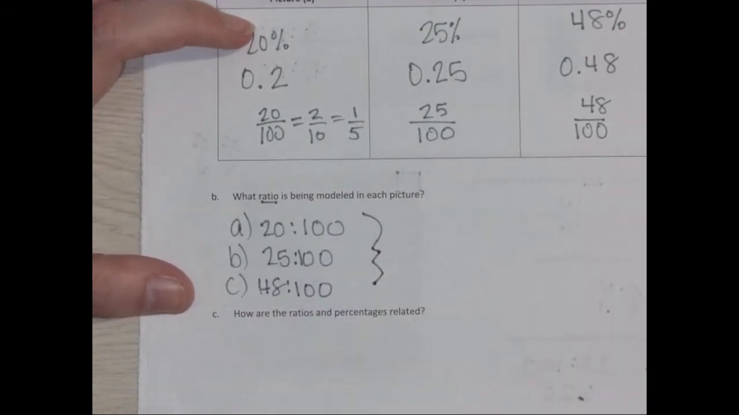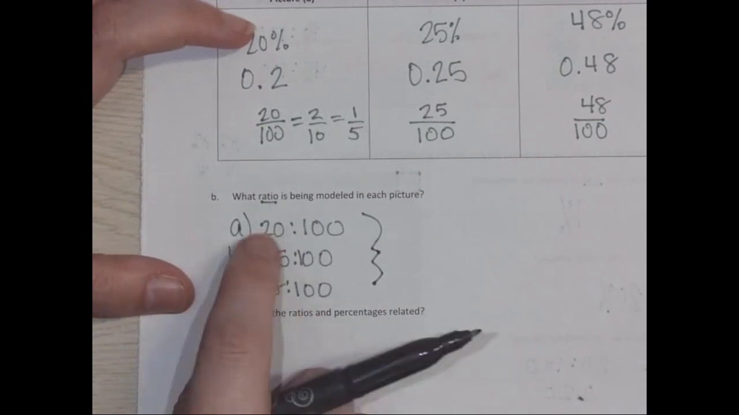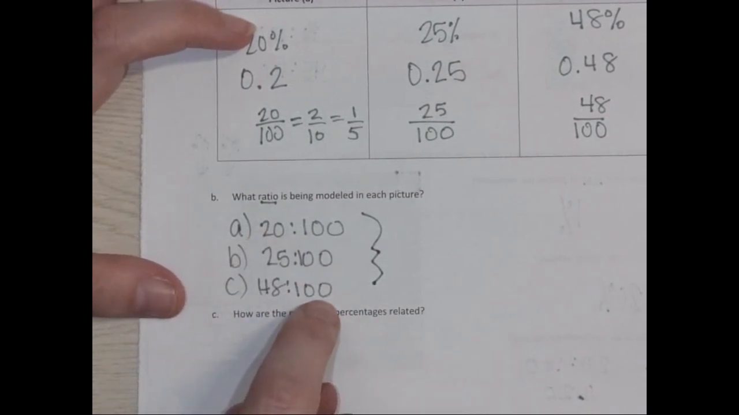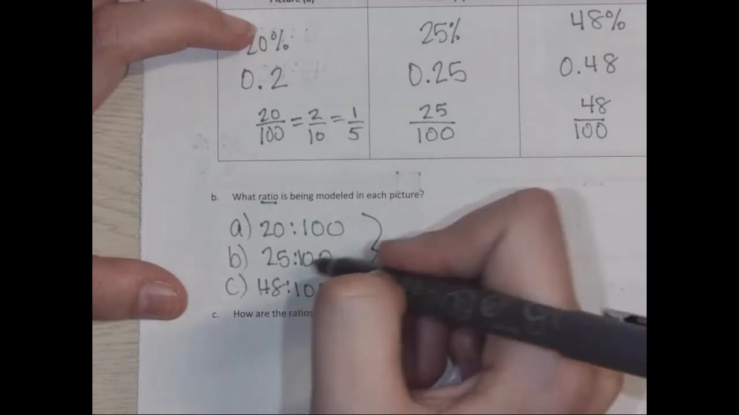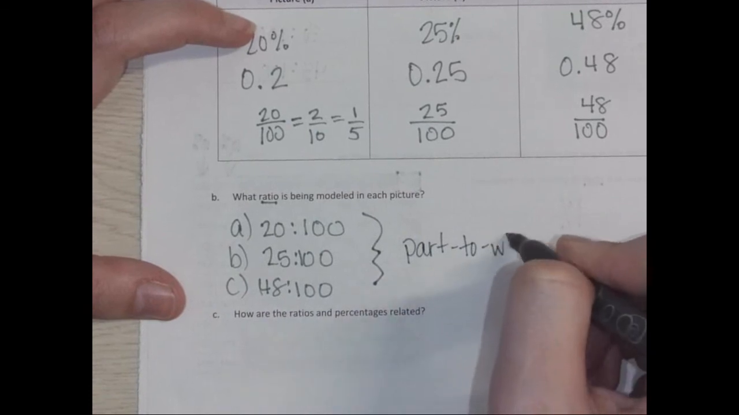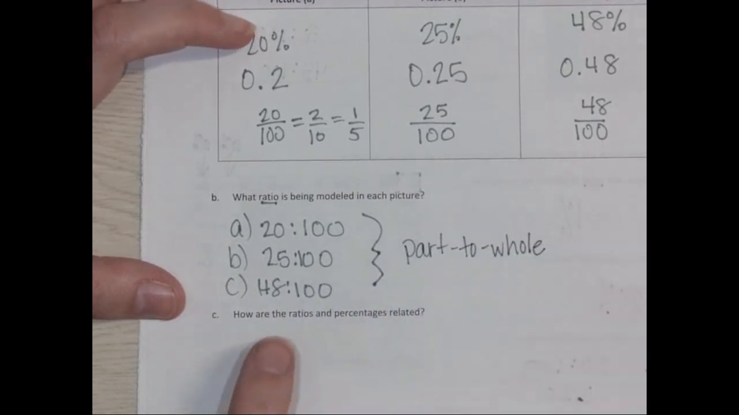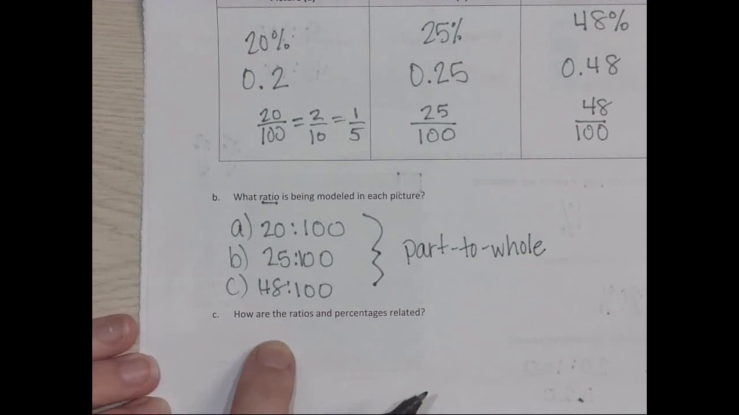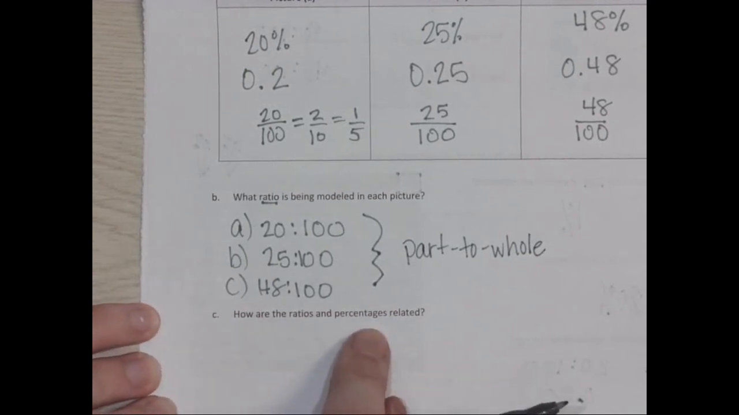Do you notice anything, Julie? That they all have 100. And what is that 100? Is it a part or is it the whole? It's the whole, right? So all of these ratios are part to whole ratios. We're not comparing shaded to unshaded. We're comparing shaded to the whole, which is 100.